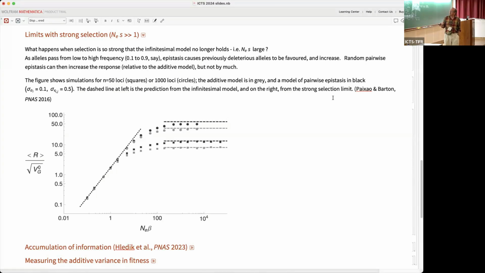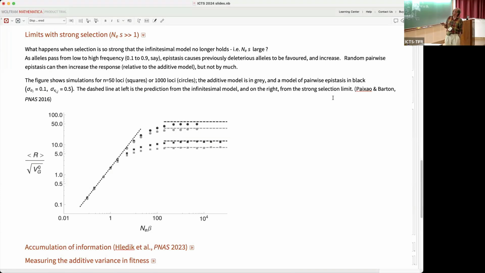So we have this Robertson limit here. This is in the small NS regime. It works pretty well up to even NS 2 or something like that. And then the top pair of lines is 1,000 loci. The bottom one is 50 loci. So the more loci you have, the longer you stay in the infinitesimal regime. And then the black dots are an additive model. And is that right? No, it says here, the additive model is in gray, that's right.